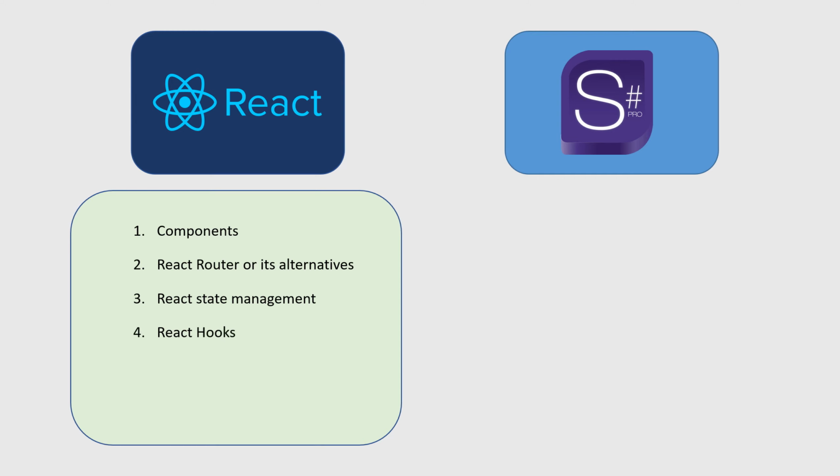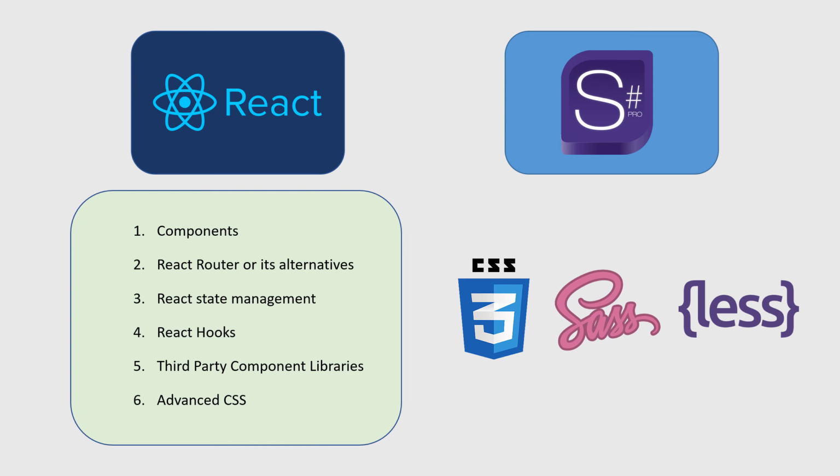React hooks. We have only covered the useState, but there is a lot more to learn. Third-party component libraries. We added just 2, but there are hundreds and hundreds of component libraries that you can use. Sometimes you really don't need to reinvent the wheel. Advanced CSS. This is always good to know because it gives you infinite freedom to style a UI.